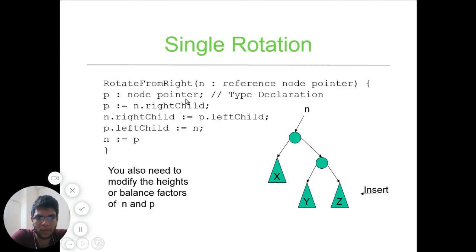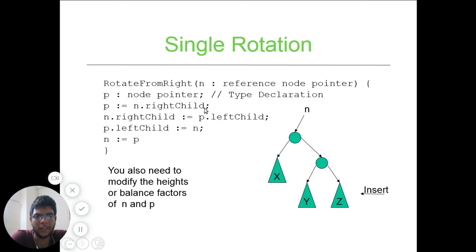So p is a node pointer type declaration. Initially we declared its type. Now we are assigning it to the right child of n. Right child of n is given. N dot right child is p dot left child. N's right child is now p's left child. So p is a node pointer. So you can just go through the code.